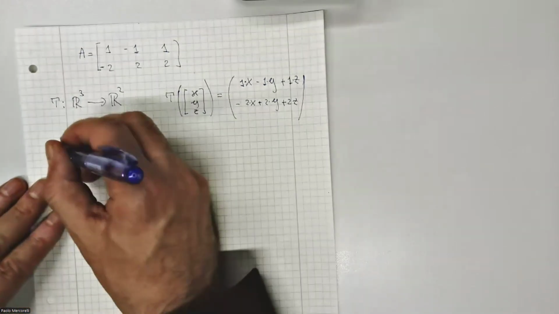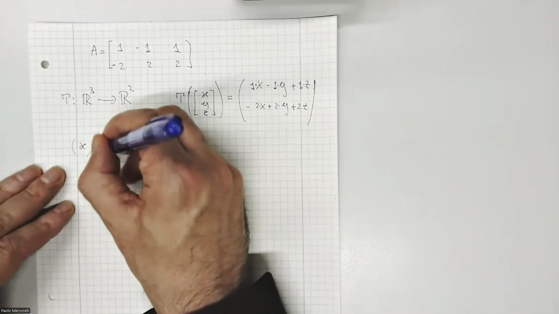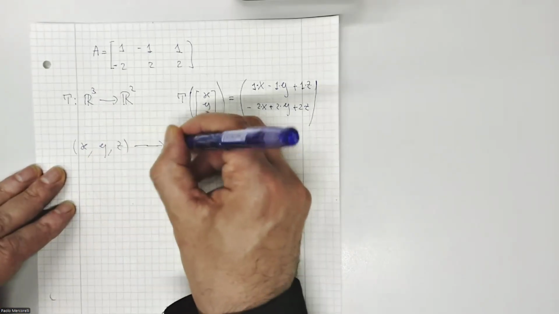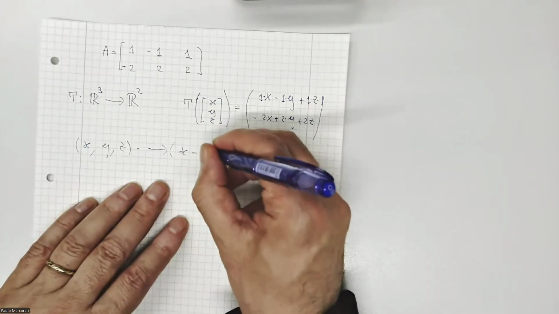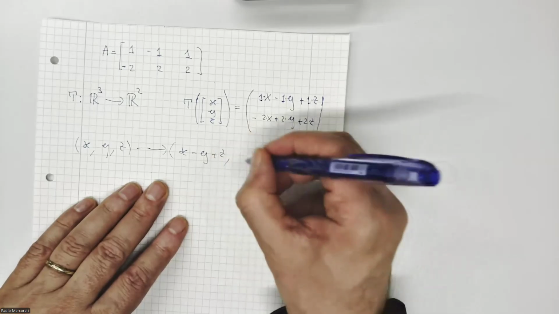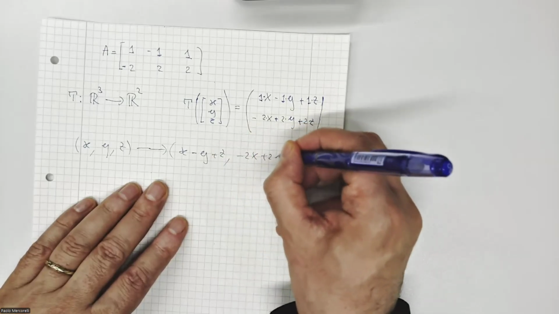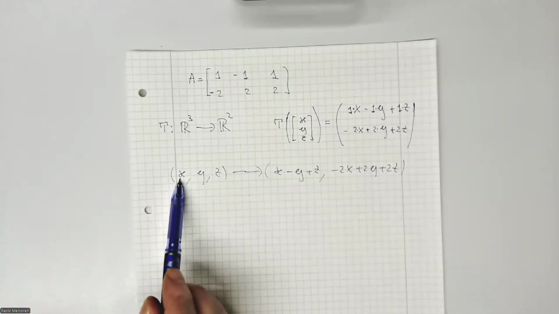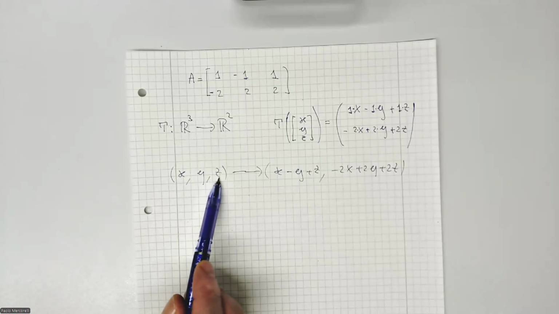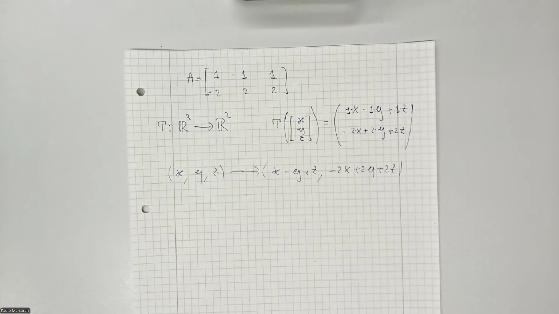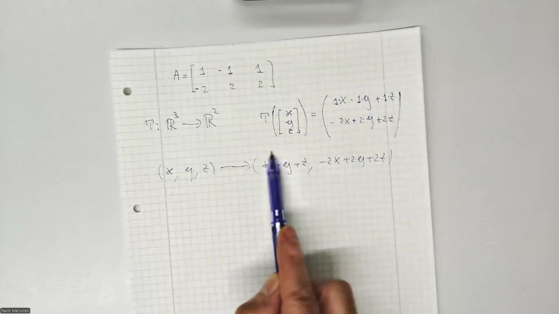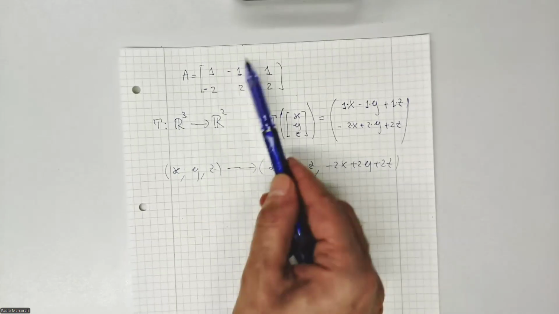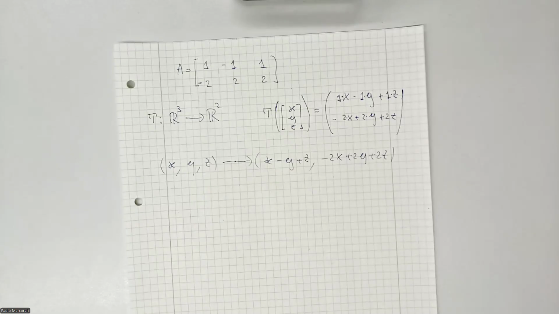What is the meaning? Let me write in horizontal, probably is better. I hope no mistakes in copying. This means this element in the room, 3 dimensions, is transformed into a plane, 2 dimensions, with this law. This is what this matrix means in the context of a possible interpretation in terms of transformation.